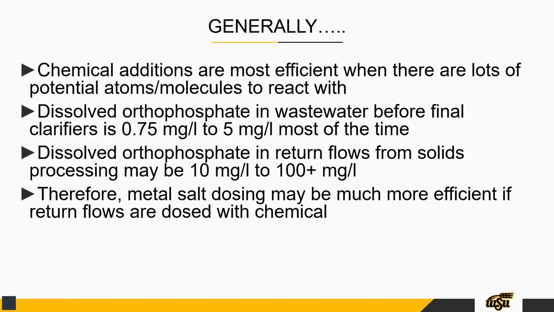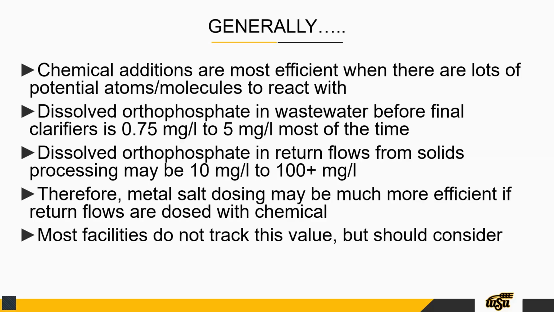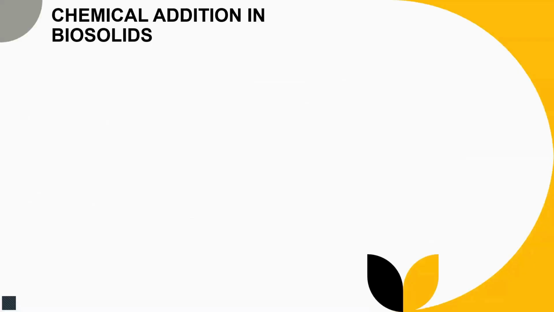Additionally, with this higher concentration, that means your metal salt dosing is likely to be more effective because there's just more opportunity to hit a target when there's more targets out there. Most facilities are not tracking orthophosphate coming back from decanting, belt filter press, and things like that. If you are on the borderline for meeting phosphorus limits and goals, I would suggest you begin doing that and determine if this is something you want to try and take action against.